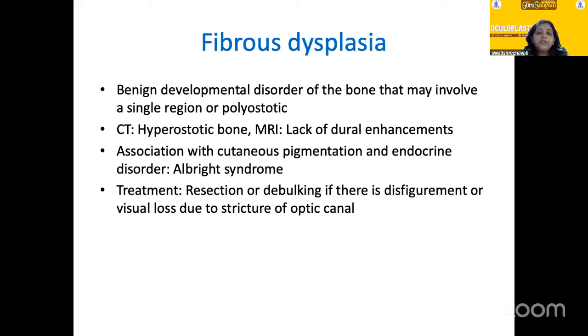Now, another tumor is fibrous dysplasia. It is a benign developmental disorder of the bone. It may involve a single region or it may be polyostotic. On CT, we can see hyperostotic bone, and on MRI, lack of dural enhancement. If it is associated with cutaneous pigmentation and endocrine disorder, then we are dealing with Albright syndrome. The treatment is resection or debulking if there is disfigurement or visual loss due to stricture of the optic canal.